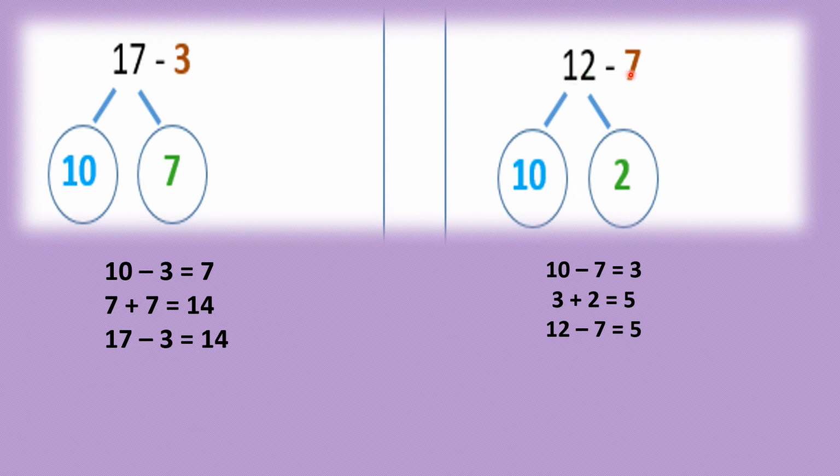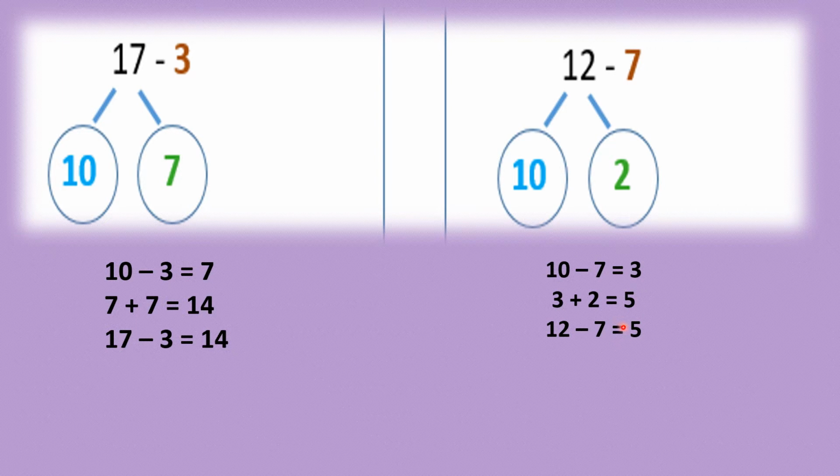12 minus 7. Again I break the bigger number. I write 10 and 2. If there was 13, I would have written 10 and 3, 14, 10 and 4, like this. Now the bigger number should be subtracted. 10 minus 7 is 3, and the remaining answer should be added with the second number. So 3 plus 2 is 5. That means 12 minus 7 is equal to 5.